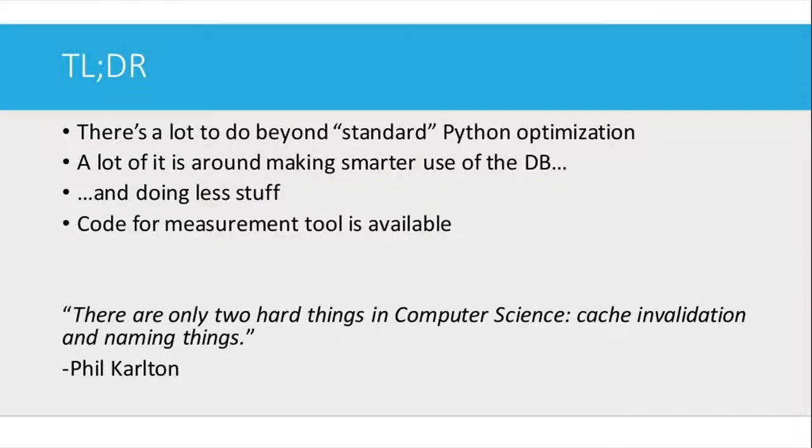Apparently, even if you go by the standard tips of how to do Python optimization, there's a lot to do beyond just those standard tips. A lot of it, at least for my kind of application where I do a lot of I/O, is just using the DB in a smarter fashion, trying to avoid doing stuff, and the stuff that you do, trying to make it as fast as you can. As part of this talk, one of the tools that I used for measurement is something that we developed.